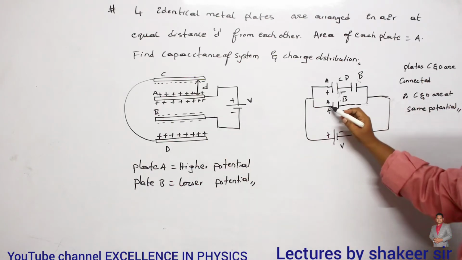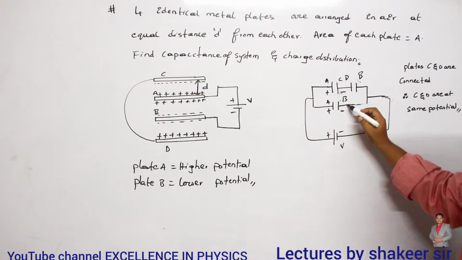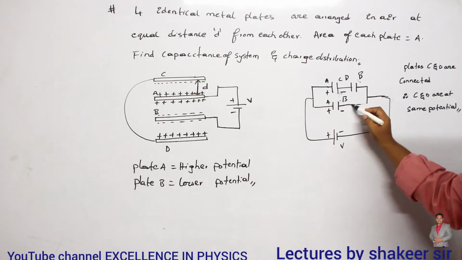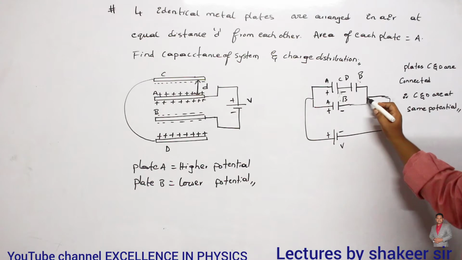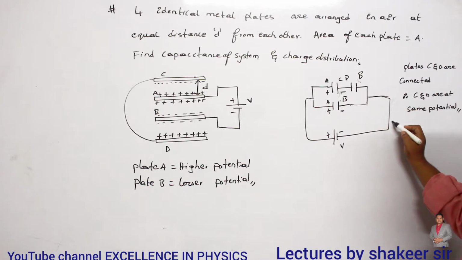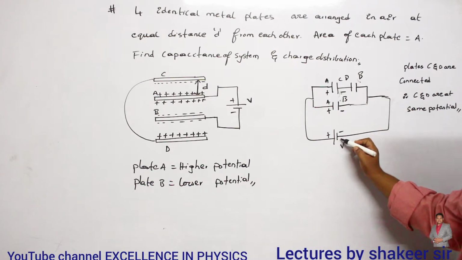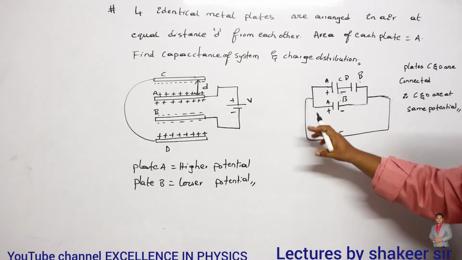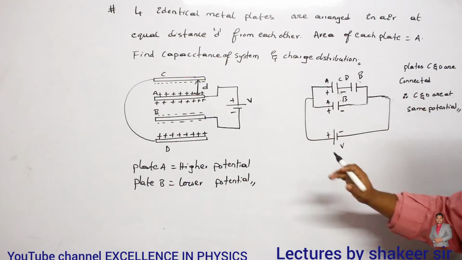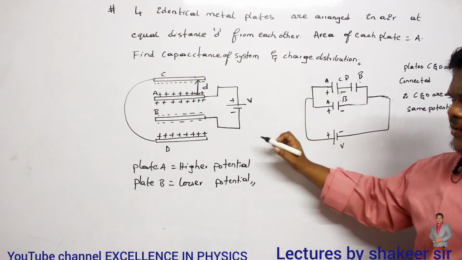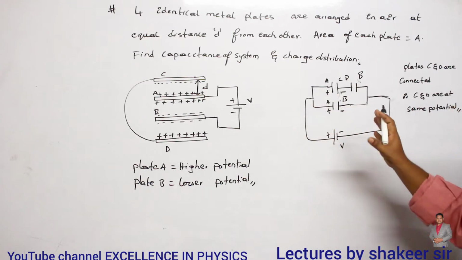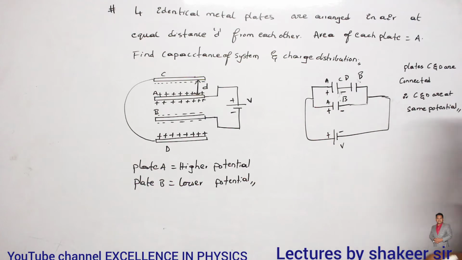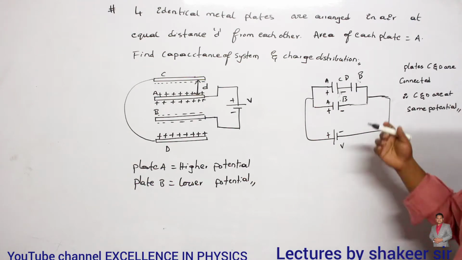And from here also, A is connected to plate B, and both of them are at the same potential. One end, plate B, is connected to the negative terminal of the battery. So this is the battery which I got. Are you able to understand how we are able to redraw this circuit? Whatever points are present here, we are carefully representing in the form of a circuit. Now can you say what this circuit is?